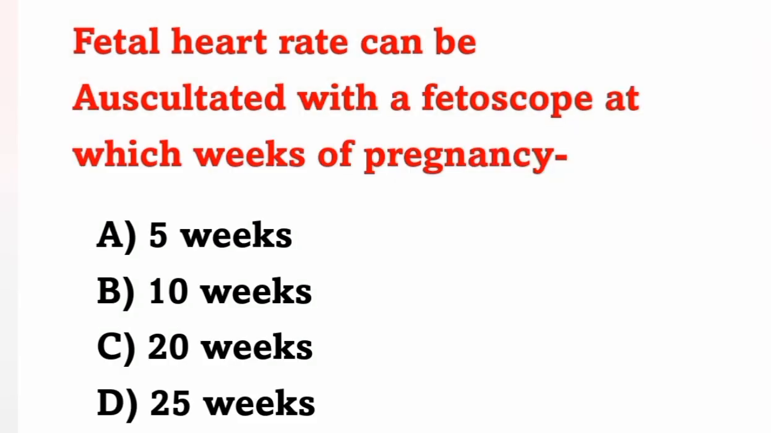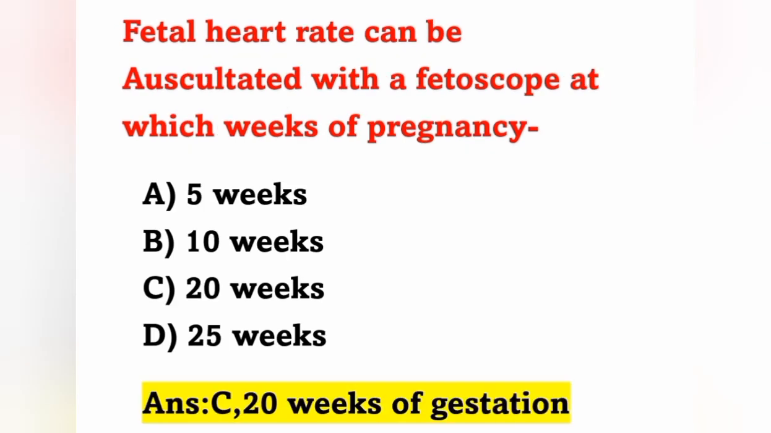And the next question, fetal heart rate can be auscultated with a fetoscope at which week of pregnancy? Options: option A 5th week, option B 10th week, option C 20th week, option D 25th week. Our question, at which week can we auscultate the fetal heart rate using a fetoscope? It is about the 20th week of gestation. Option C is the correct answer.